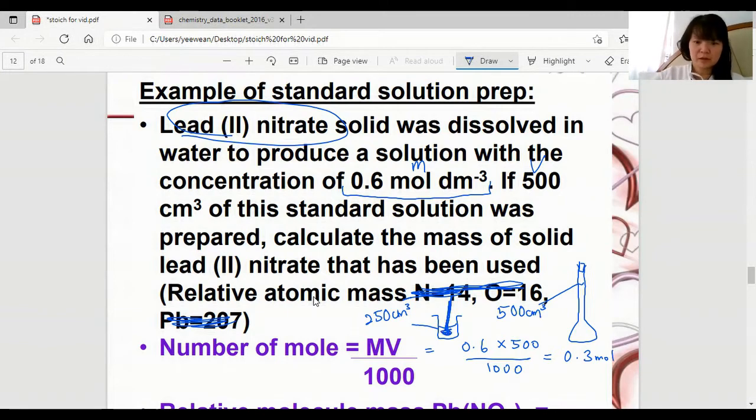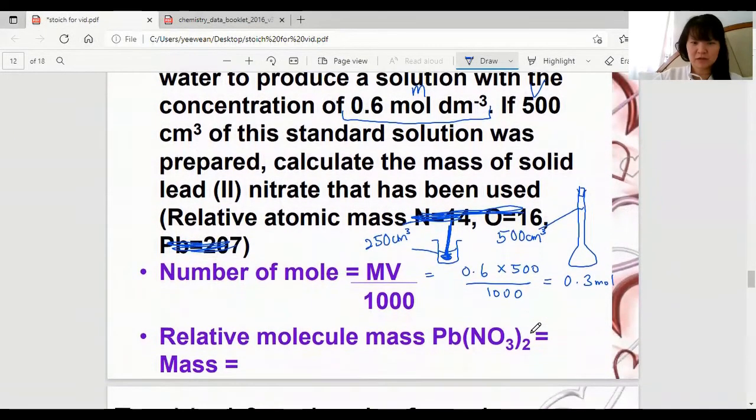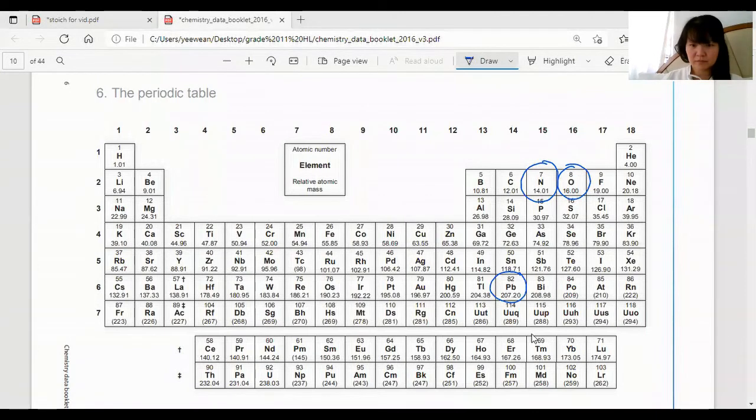So we need to dissolve 0.3 moles into this water here, but how are you going to measure that 0.3 moles in the lab? We need to measure it by mass, so we can use a weighing balance. To get the mass, use the MR here. Let's calculate the MR. Pb is 207.20, N is 14.01, and O is 16.